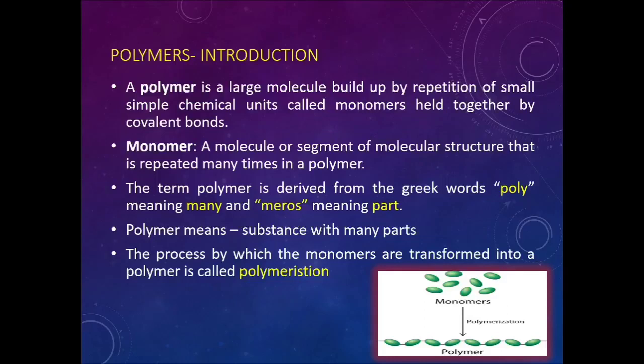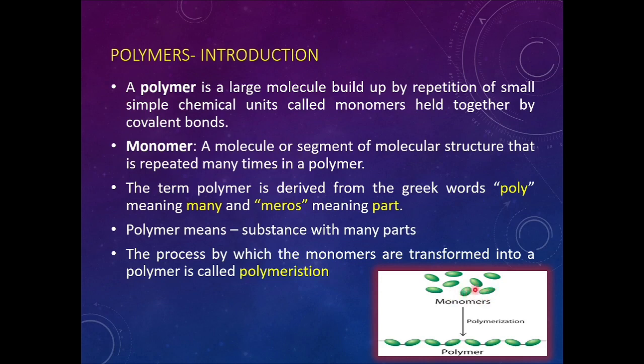So what are polymers? Polymers are large molecules built up by repetition of small simple chemical units, and these simple chemical units are called monomers, and these monomers are held together by covalent bonds. So monomers are repeating units present in the polymer, and polymer is a large molecule built by repetition of small simple chemical units called monomers, held together by covalent bonds.